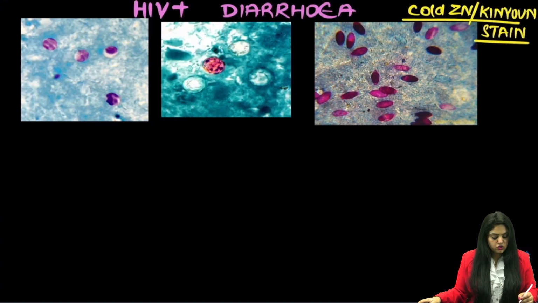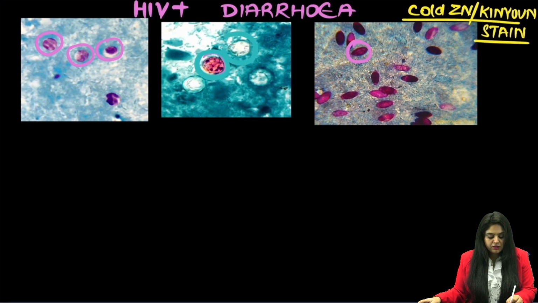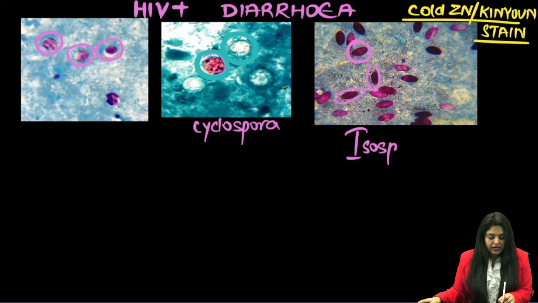Coming back to these pictures quickly, all of them were acid fast over here. Yes, but which is the one which is variable acid fast? Means here it is pink and then here it is not pink. Variable acid fast means this must be cyclospora. Then this is oval, this is elongated. What must this be? The I one. This must be isospora. And then the tiniest one that you have over here, this must be cryptosporidium.